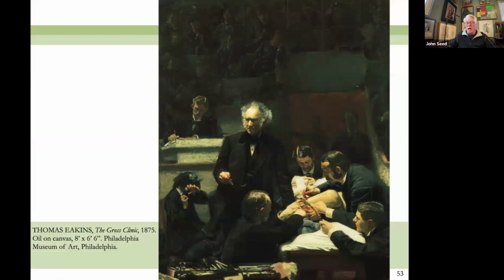Realist painters definitely looked to photography and even looked back to Rembrandt, to give us paintings like The Gross Clinic by Eakins, where you could paint science and you could tell us what was happening in the world of medicine and science, and you could do it in a very, very frank, respectful, academic way, turn it into a history painting.